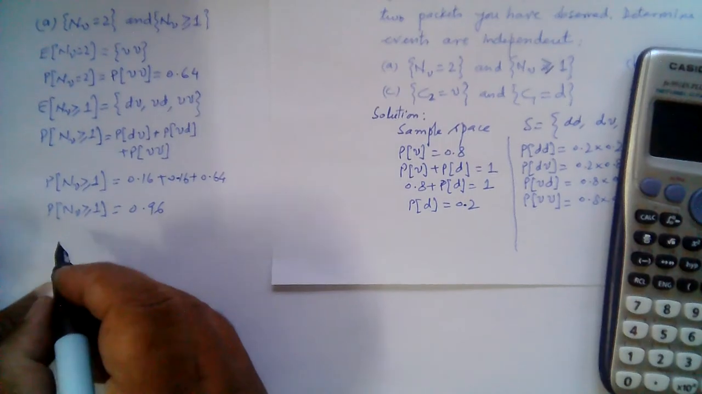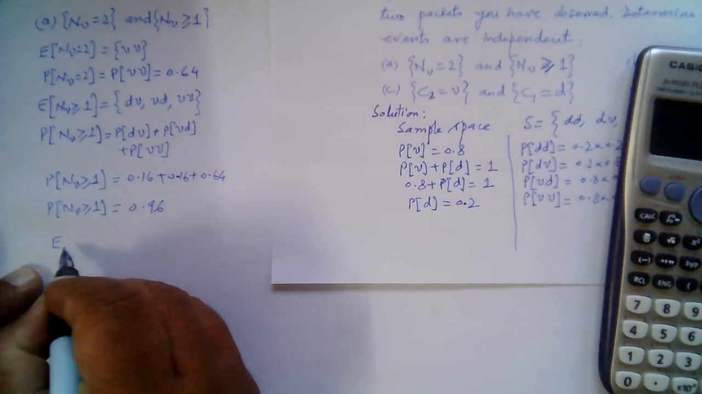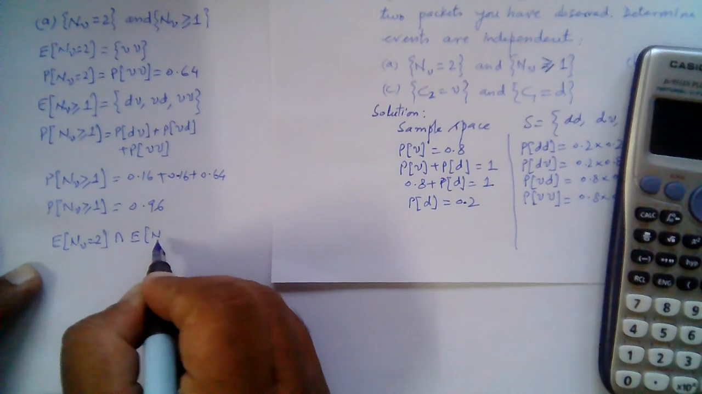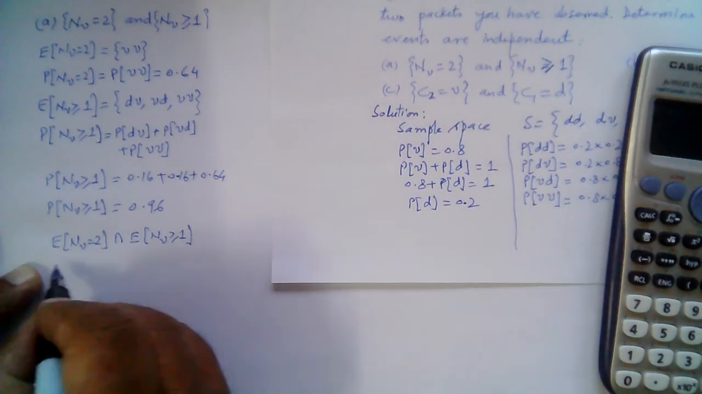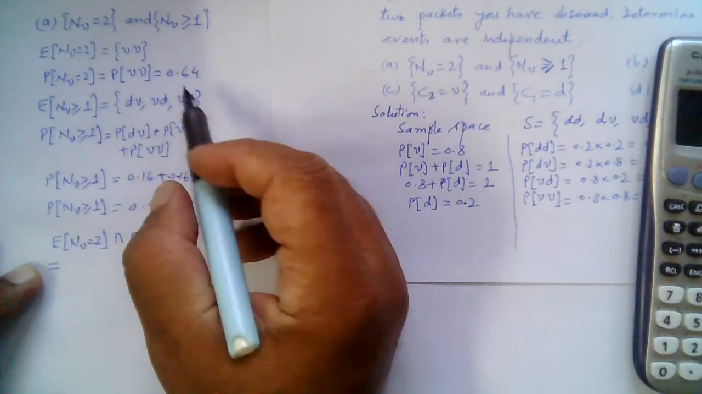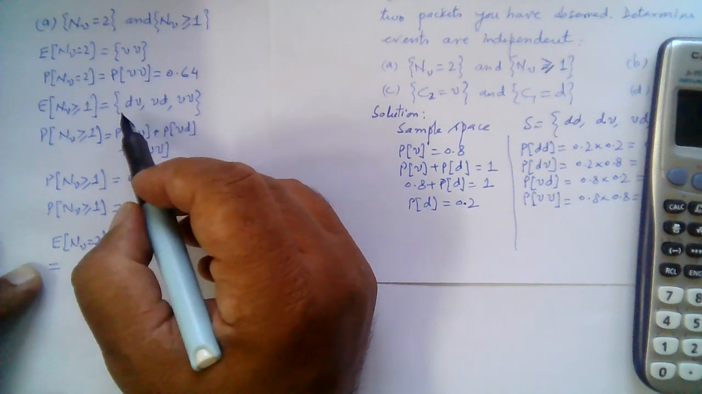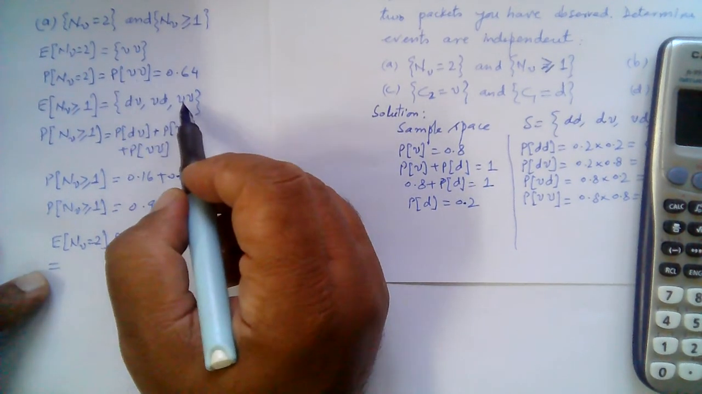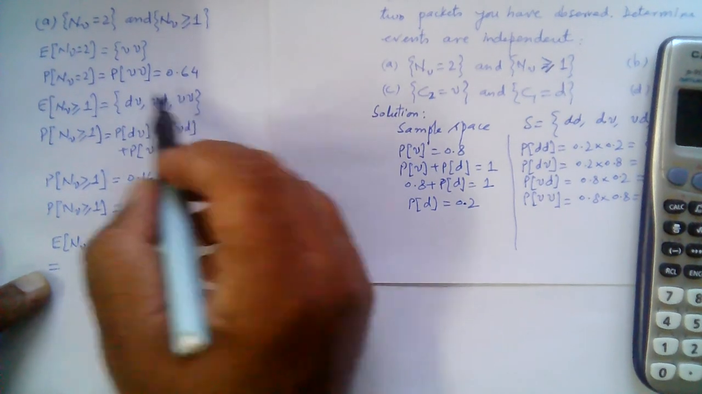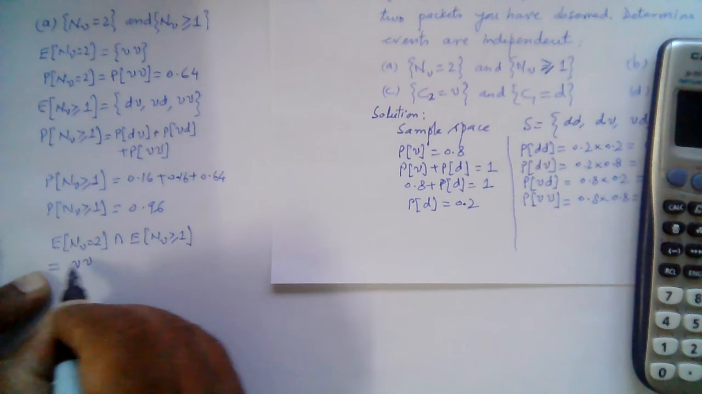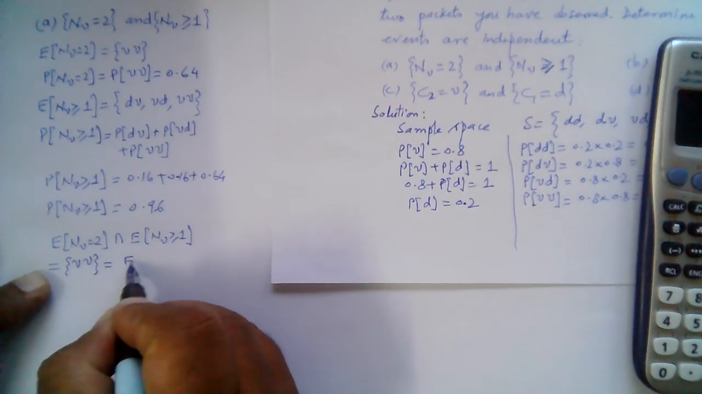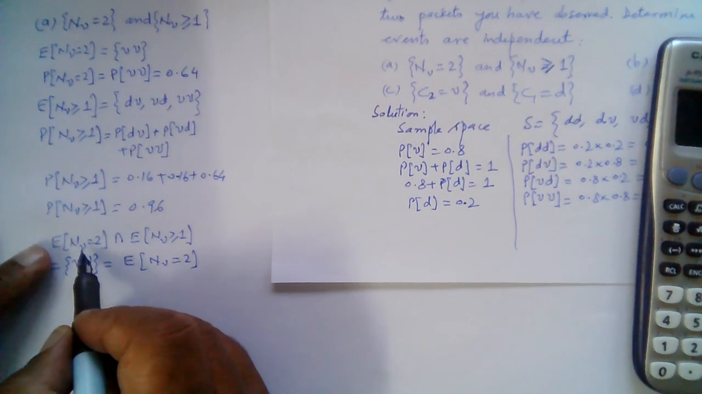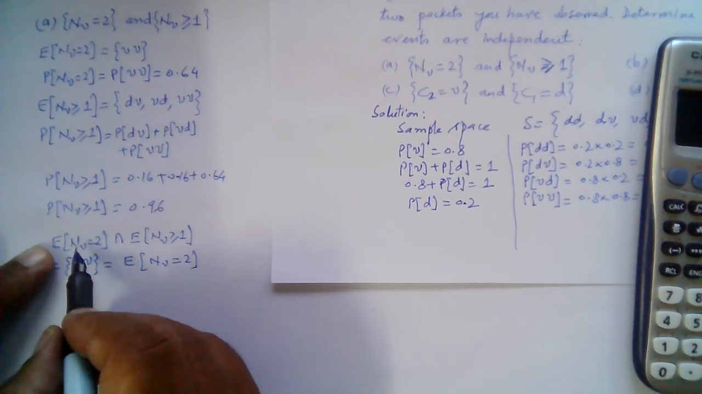And let's now find out the intersection of event NV is equal to 2 and event NV greater than or equal to 1. So this event NV is equal to 2 is only this single outcome VV, and NV greater than or equal to 1 consists of these three outcomes, right? So their intersection is basically again the outcome VV, which is again event NV is equal to 2. So NV is equal to 2 is a subset of this set, so the intersection results in the same set NV is equal to 2, right?